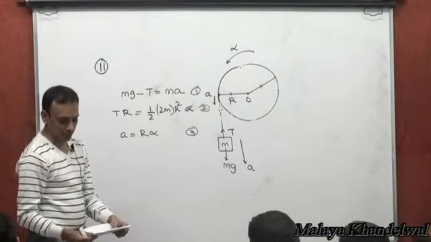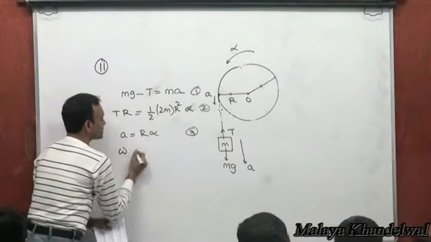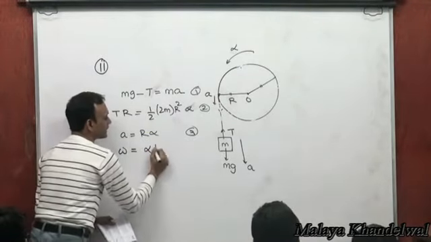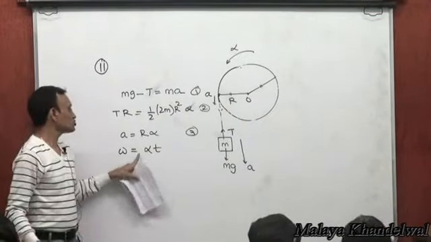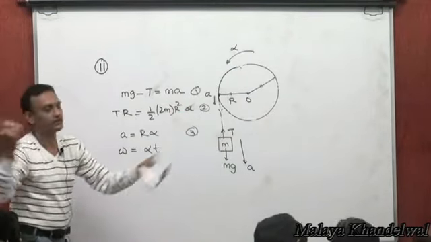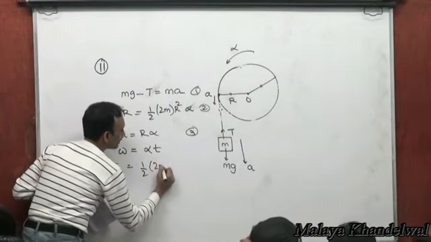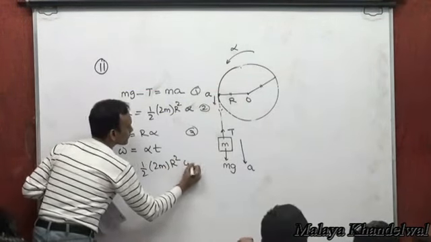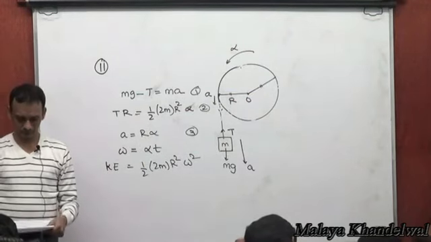Once you solve for alpha, the kinetic energy of the cylinder: the omega of the cylinder after t seconds would be alpha t. Omega is omega naught plus alpha t, right? So once you know the omega, the kinetic energy of the cylinder would be half I omega squared, right? So the required kinetic energy is going to be half of 2m into r squared into omega squared, right?